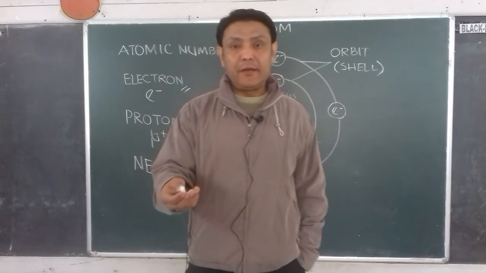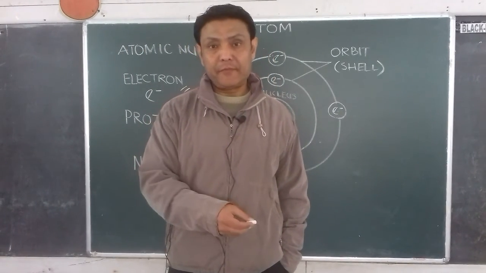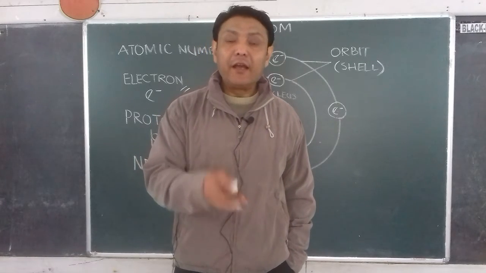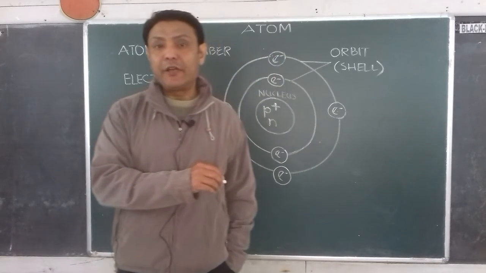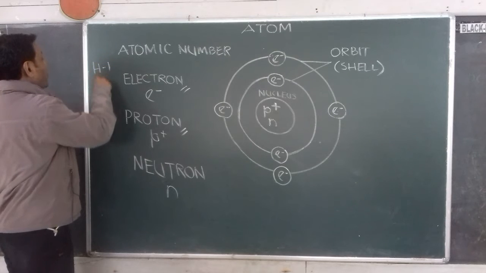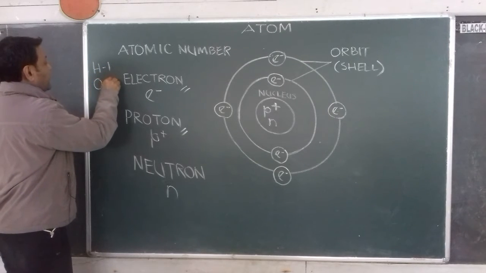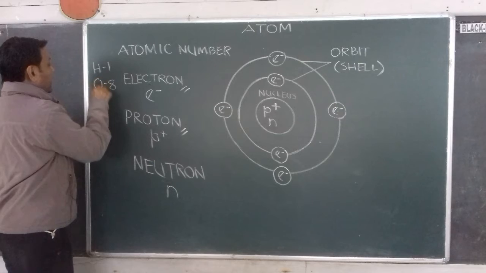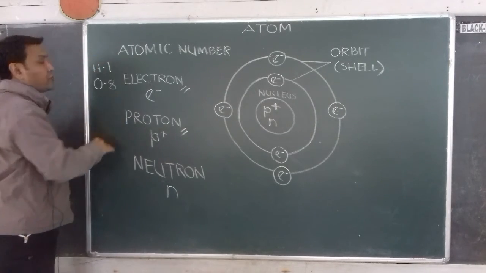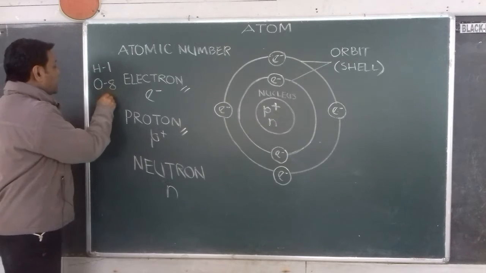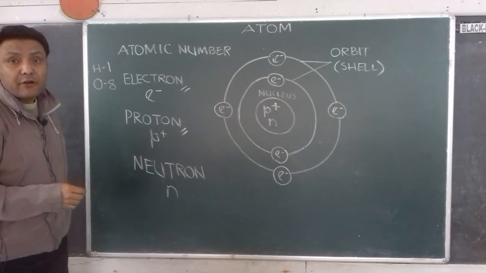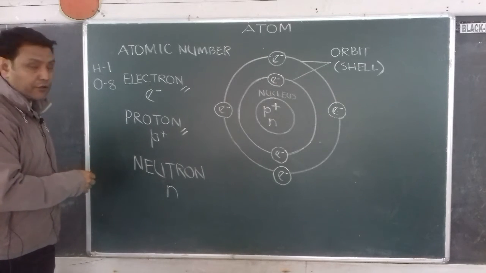But let us talk about oxygen. The atomic number of oxygen is 8. Both of them are gases, non-metals. The atomic number of hydrogen is 1, and the atomic number of oxygen is 8. So that means in an atom of hydrogen, we have only 1 electron and 1 proton, whereas in an atom of oxygen, we have 8 electrons and 8 protons.